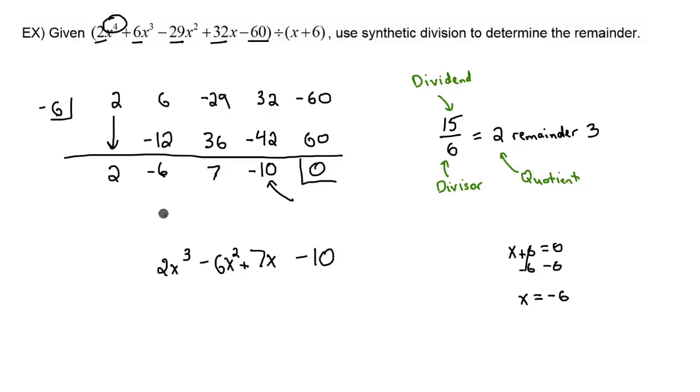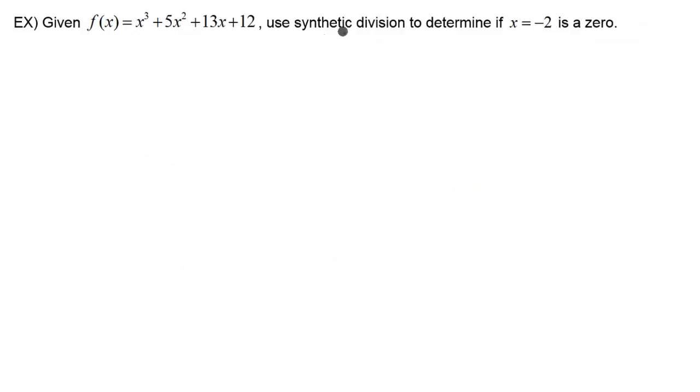So you could have just started with this number here and said, alright, well, if we have x to the 4th, my quotient is going to start with x to the 3rd. So then you'd write 2x cubed minus 6x squared plus 7x minus 10. And then the remainder will go at the end, but because the remainder is 0, you don't have to write it.